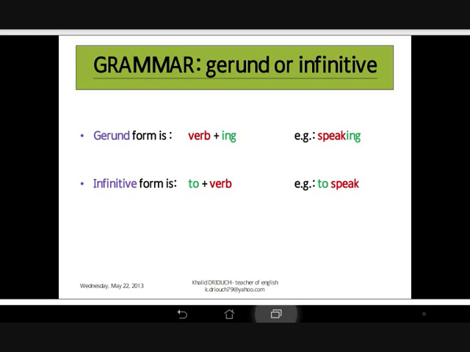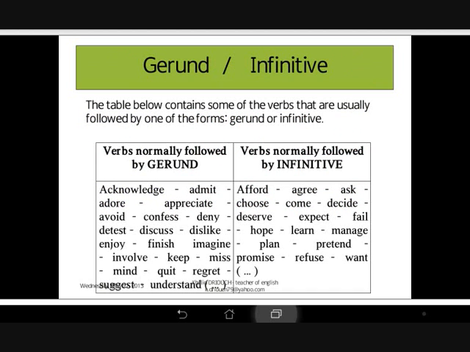Let's see the table below, because it contains some of the verbs that are usually followed by one of the forms gerund or infinitive. Verbs that are normally followed by gerund. Examples, acknowledge, admit, adore, avoid, discuss, dislike, enjoy, finish, involve, quit, which means stop, mind, suggest, understand. Other verbs are followed by infinitive, like afford, agree, ask, choose, expect, learn, manage, plan, promise, refuse, want. So let's move on and see some examples together.